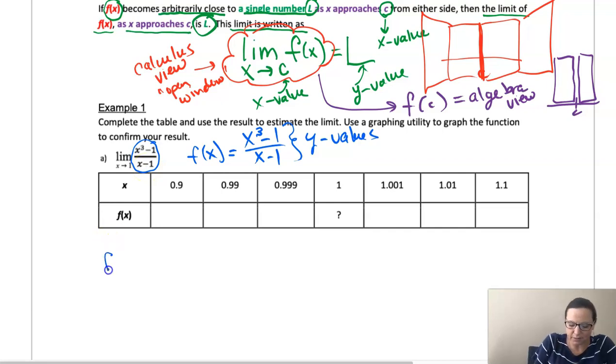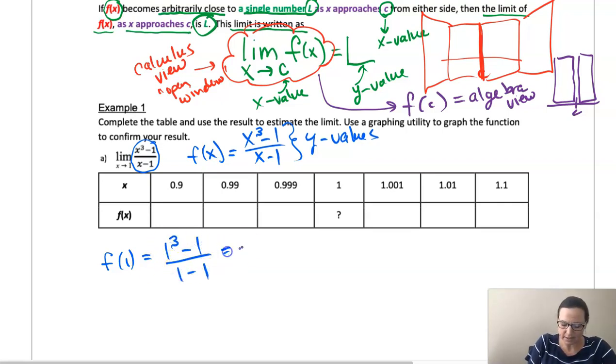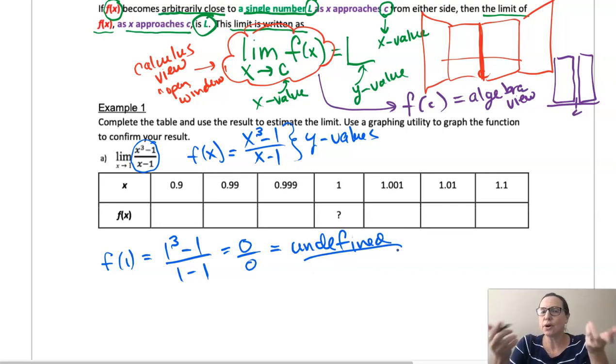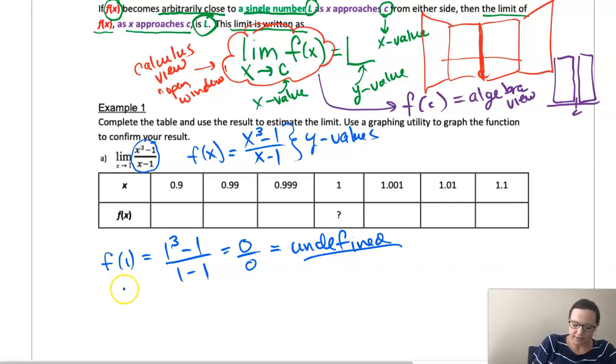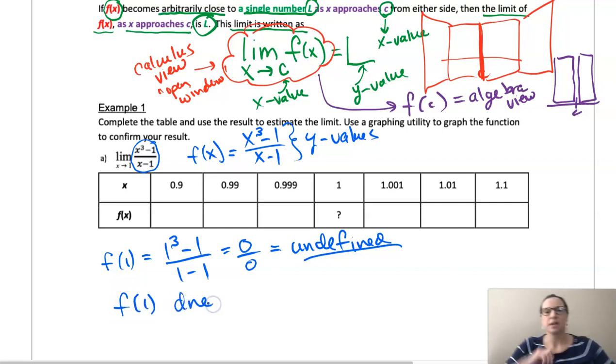Now the first thing I want to point out is if I were to just plug in 1 into this equation, I would have 1 to the third power minus 1 over 1 minus 1. I would end up with 0 divided by 0, which is an undefined or indeterminate value. So there is no value for this function at 1. We could say that f of 1 does not exist. So now what we want to do is see, well, even though I know the function doesn't exist at 1, are the y values of this function to the left and right of the x value of 1 approaching or getting arbitrarily close to the same output, the same y value?